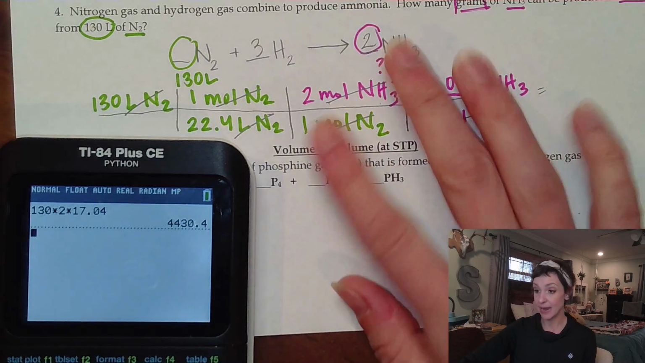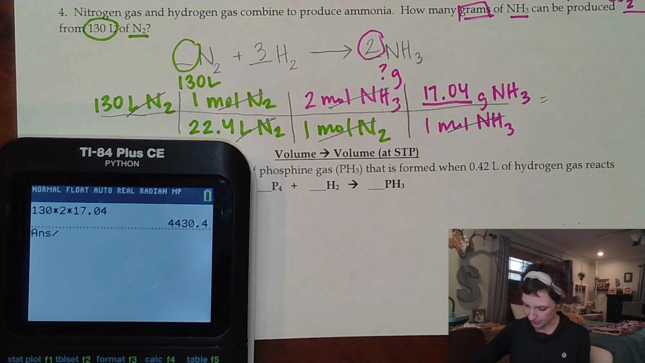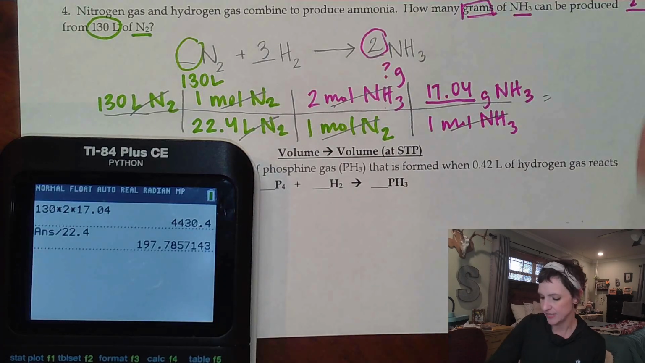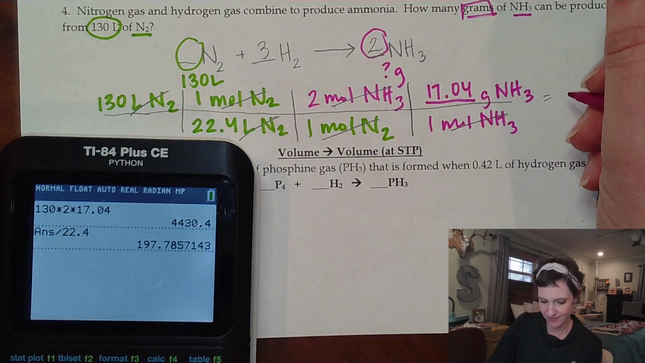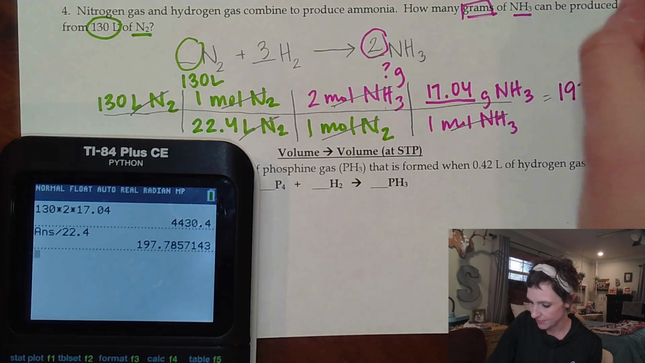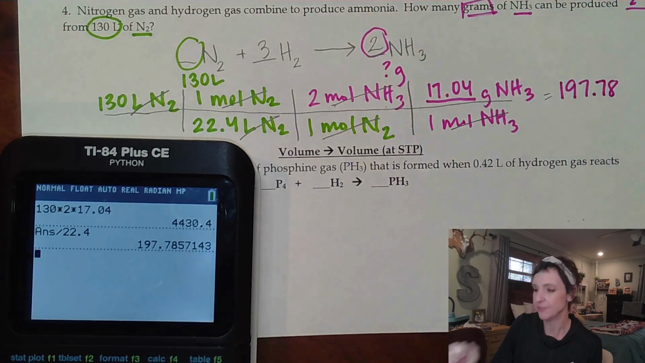And I divide by my molar volume of 22.4. And my answer is 197.78. Okay, sounds good to me. I'm going to write a little bit of this number down because I think this is another fun one. Okay, so I have 197.78. We'll leave it there, okay?